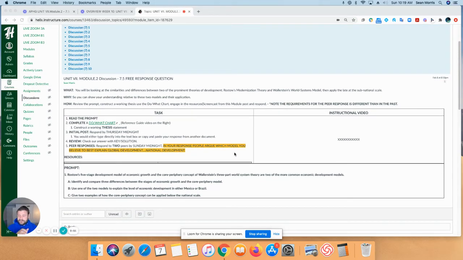So we're looking at Rostow's 5-stage development model of economic growth and the core-periphery concept of Wallerstein's 3-part world systems theory. These are two of the most common ways of explaining development, right? Identify and compare the differences. So I want to know the 5 stages. Where do those fit when we're looking at the 3, not stages, but 3 categories of development by Wallerstein? How does that interrelationship play out?